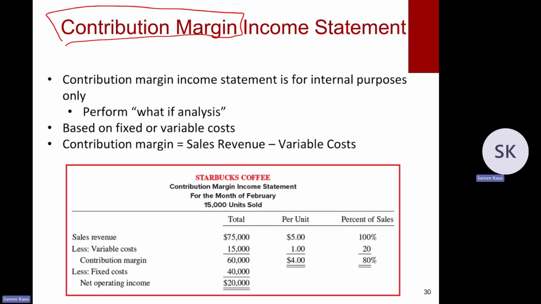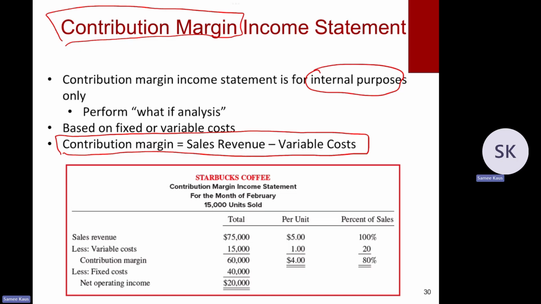Contribution margin is extremely important for the class in general. Contribution margin equals my sales revenue less my variable cost. And contribution margin is really only looked at for internal purposes. So if you're looking at this screen and thinking income statement, US GAAP, preparing financial statements, you are, but you're preparing a different type of financial statement that is only going to be used for internal purposes.